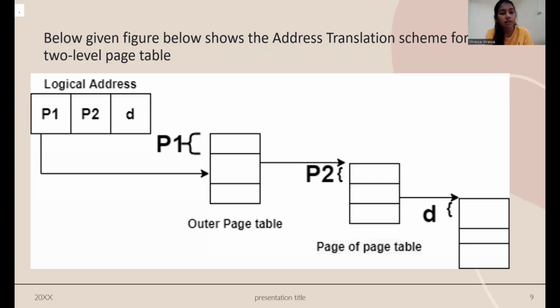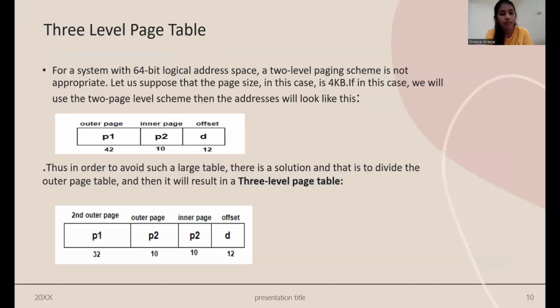The figure given below shows the address translation scheme for a two-level page table. We have the logical address P1, P2 and D. P1 goes to the outer page table and P2 goes to the page of the page table. It gives the output as D.